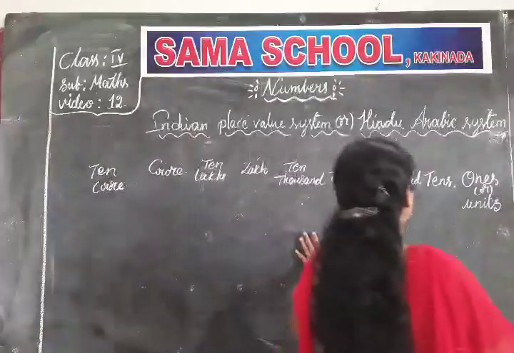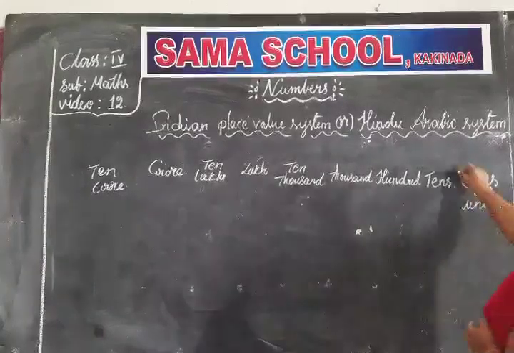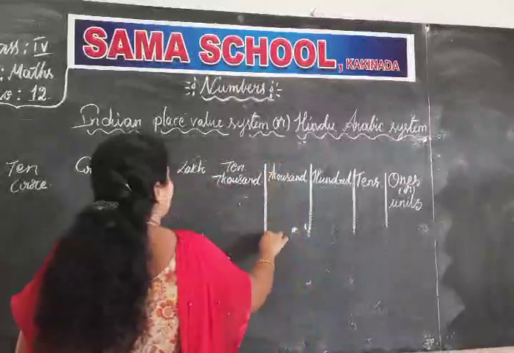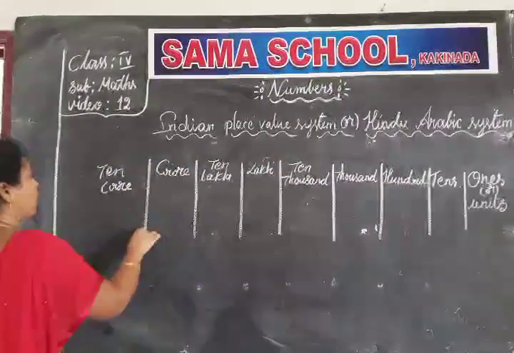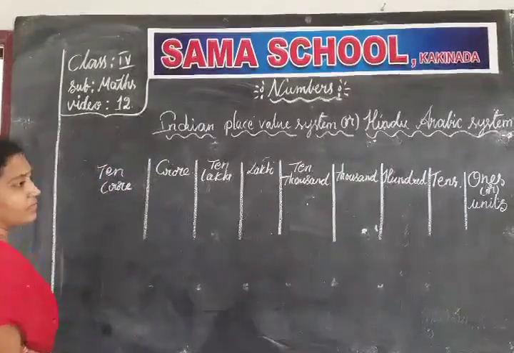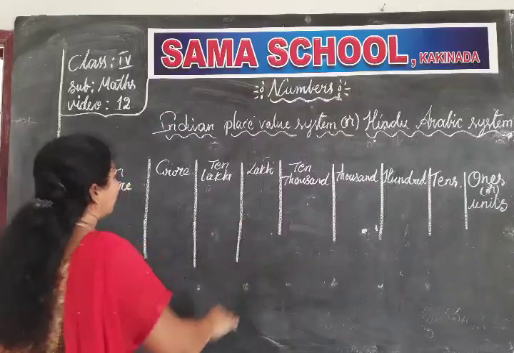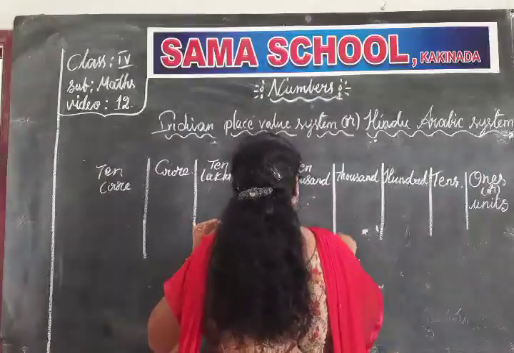How many places are there in the Indian place value system? 9 places: ones, tens, hundreds, thousands, ten thousands, lakh, ten lakh, crore, ten crore. Isn't it? Okay. So, these 9 places are denoted by letters.